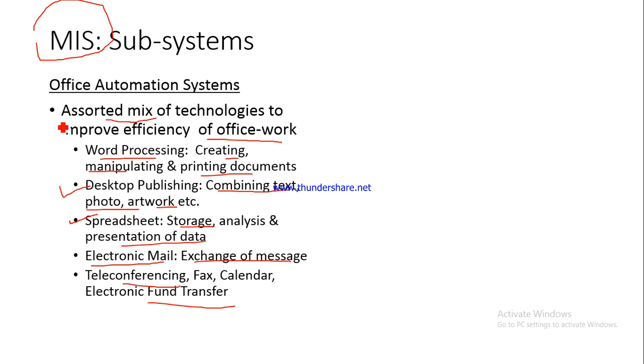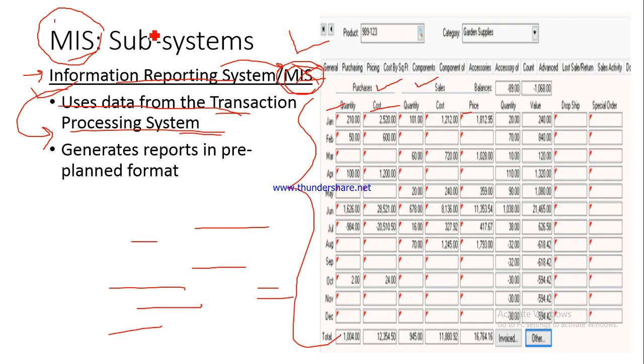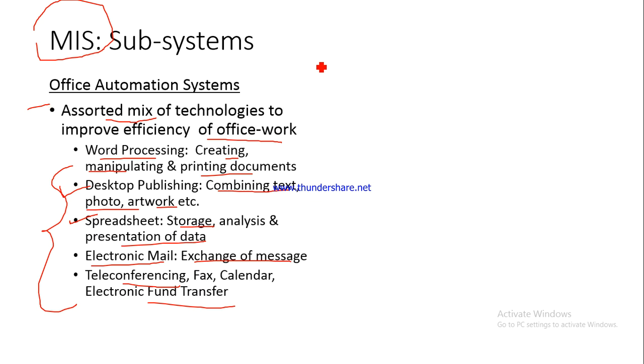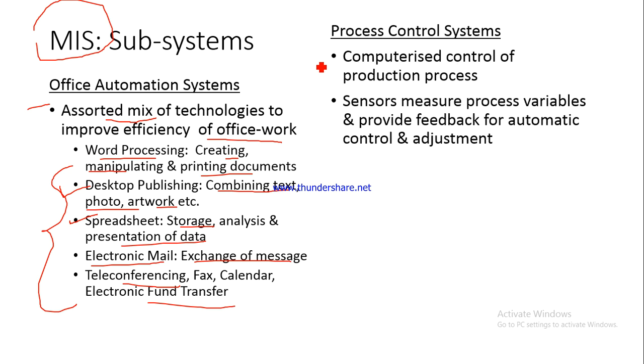So all these things basically make up the office automation system, and this again is a subsystem or a component of the MIS in the broader sense. So we are talking about the MIS in the broader sense, and wherever I refer to MIS now, I would be referring to it in the broader sense only. Please understand, the office automation system, as I said, is a component of MIS, and it helps improve the efficiencies. Process control systems.